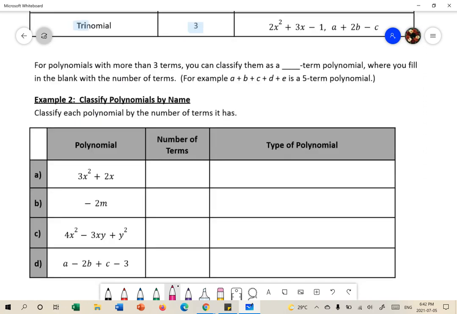For polynomials with more than 3 terms, you can classify them as a blank-term polynomial, where you would fill in the blank with the number of terms. So for example, a plus b plus c plus d plus e, those are 5, that's a 5-term polynomial. So we would just insert the number of terms into the blank here.